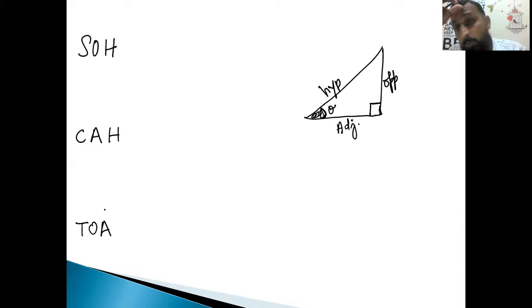All right, boys and girls, what are the three magical words? So, soh, cah, toa. S-O-H, soh, C-A-H, cah, T-O-A, toa. Now, what do we get out of these three slang words or magical words? We get the values of these trigonometrical functions like sine of angle theta equals something, cos of angle theta equals something, and tangent of angle theta equals something. Boys and girls, always remember one thing.